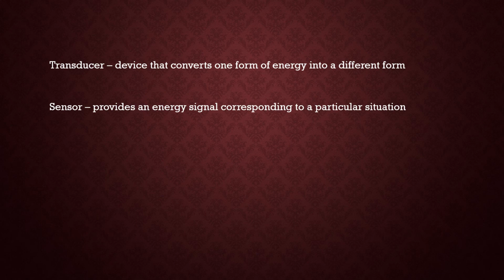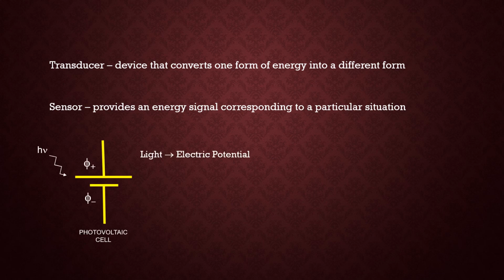I'm going to make a subtle distinction between two types of devices. A transducer is one that converts energy from one form into another. A sensor is something that provides an energy signal corresponding to a particular situation. As an example, we've got a photovoltaic cell that, when light strikes the cell, becomes a voltage source. It generates a potential inside the device which would be detected as what we call a voltage.